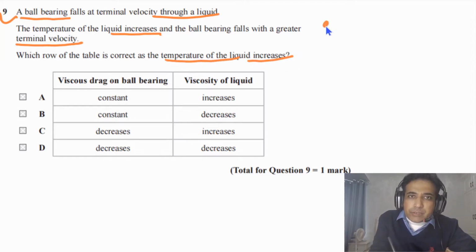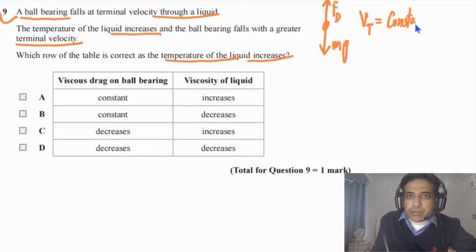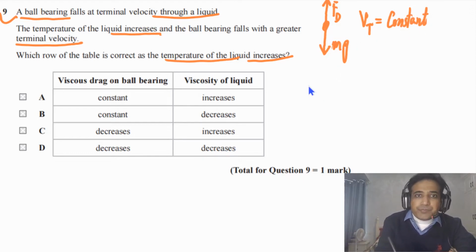For the first case, it is given that the ball bearing is falling at terminal velocity, and terminal velocity means the velocity is constant. So here is the drag force. In this case, this is the mg and this one is the drag force. The object is falling at terminal velocity, which means these two forces are equal. So Vt, the terminal velocity, is constant, so the resultant force is equal to 0.